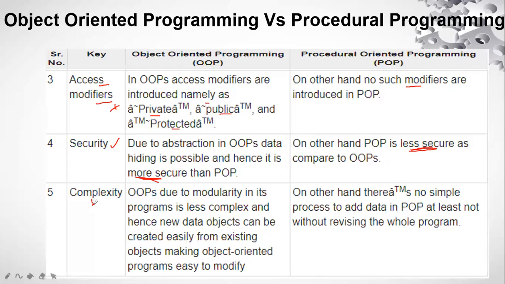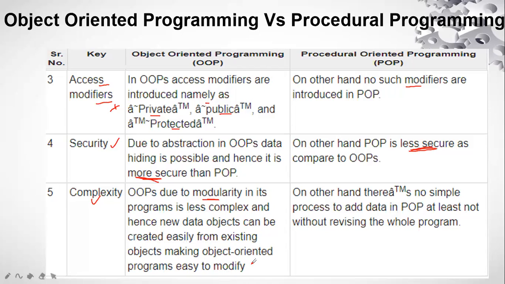Next we have the complexity. Now, as we all know, the approach we are using in object-oriented programming is the modular approach. Modular means we take a particular complex task and divide it into small parts, which can easily be provided as a solution. This is a very good feature of modularity, which reduces the complexity in object-oriented programming. So OOPS, due to modularity in its programs, is less complex, and hence new data objects can be created easily from existing objects, making object-oriented programs easy to modify.